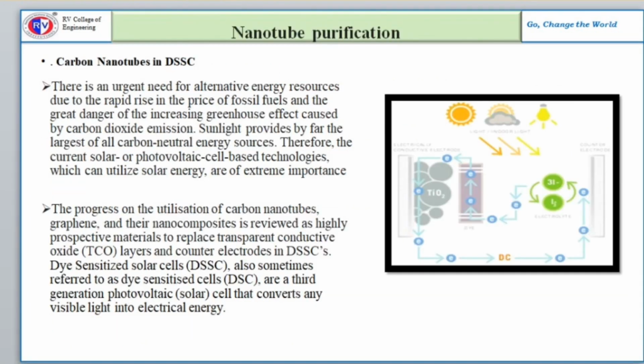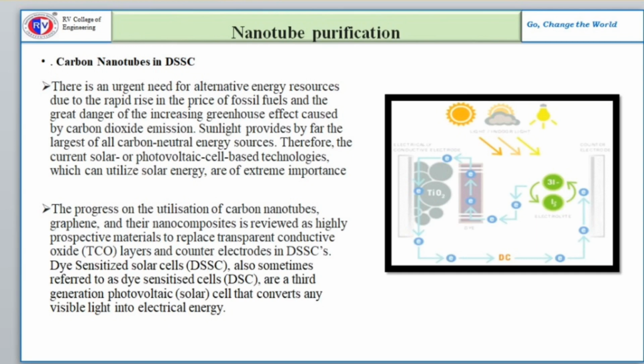Next, let us look into nanotube purification. So why do we need to purify nanotubes? There's an urgent need for alternative energy sources due to the rapid rise in the price of fossil fuels and a great danger of increasing greenhouse gas effects caused by carbon dioxide emissions. We all know that it is an increasing problem.